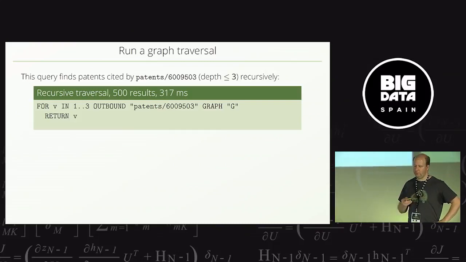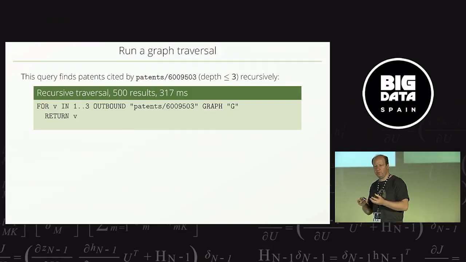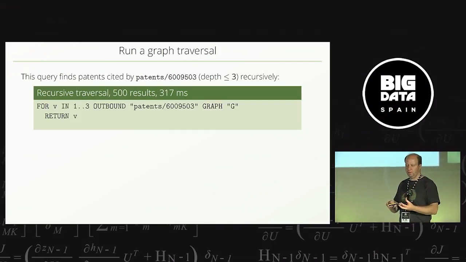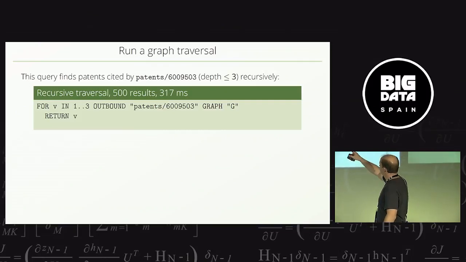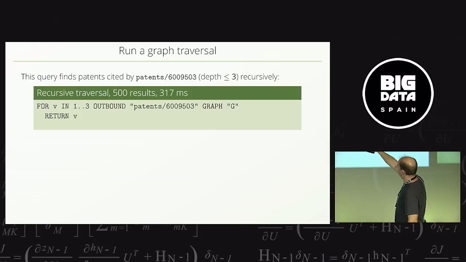Now, let's look at this, for example, just to give you a feeling what kind of graph queries you could do in an ad hoc fashion once you have done that. So this, for example, is the Arango query language. It essentially tells, start at the patent with number 6009503, use the graph G, which we just imported, just follow the edges in the outbound direction, and give me everything I can reach in 1, 2, 3 steps.